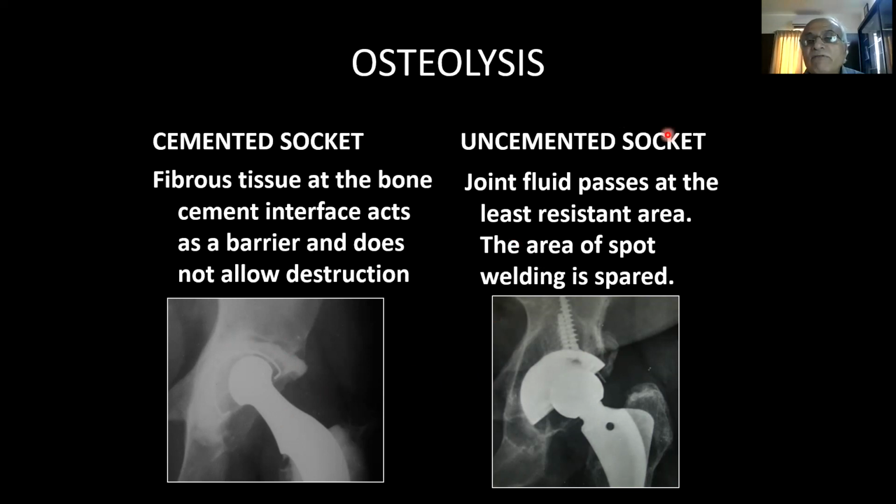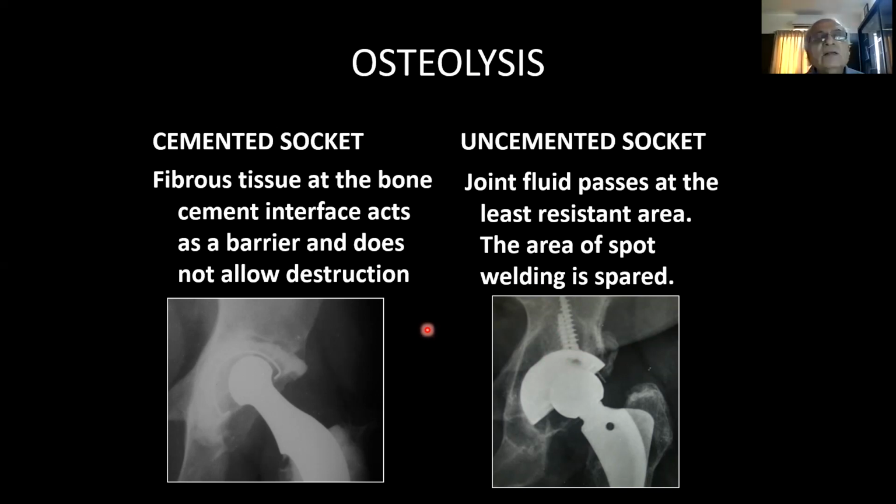In an uncemented socket, joint fluid passes through the area of least resistance, and there is no spot welding. Through that area in between, the particles will run through. Sometimes they run through the channels of the screws, and that's why we were avoiding the screws many times. But today, it is not so because of highly cross-linked polyethylene. We are not worried about putting a screw or not putting the screws. So today, the data is slightly different.